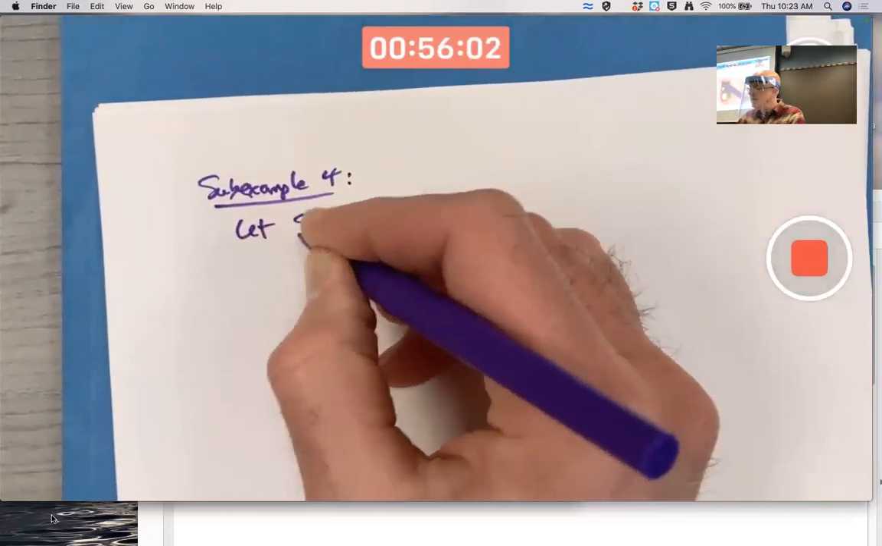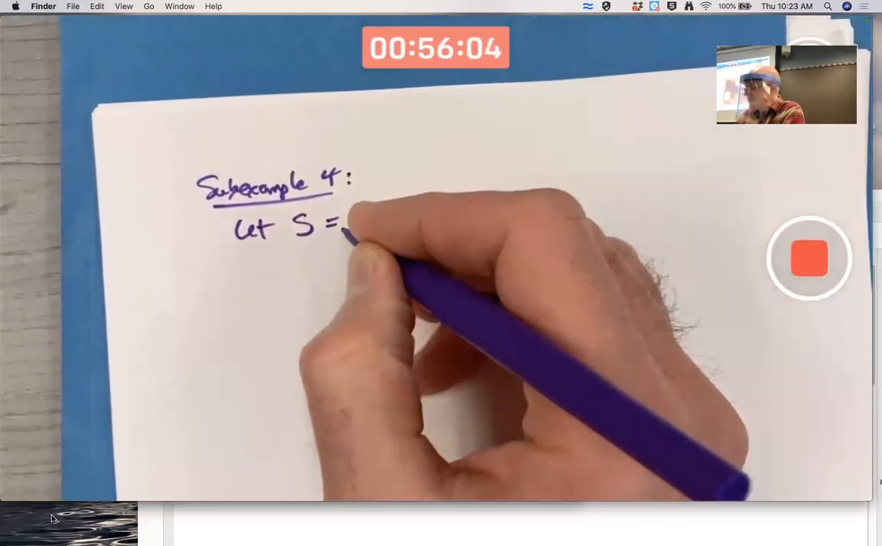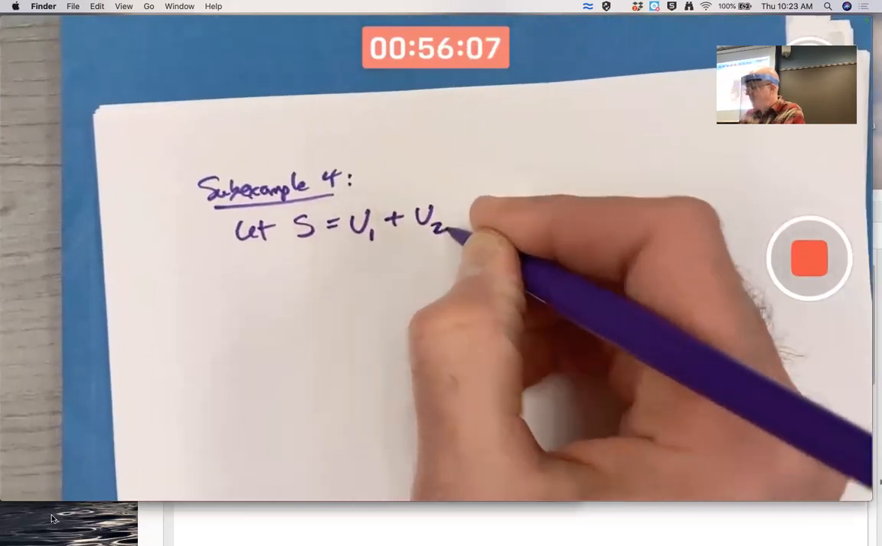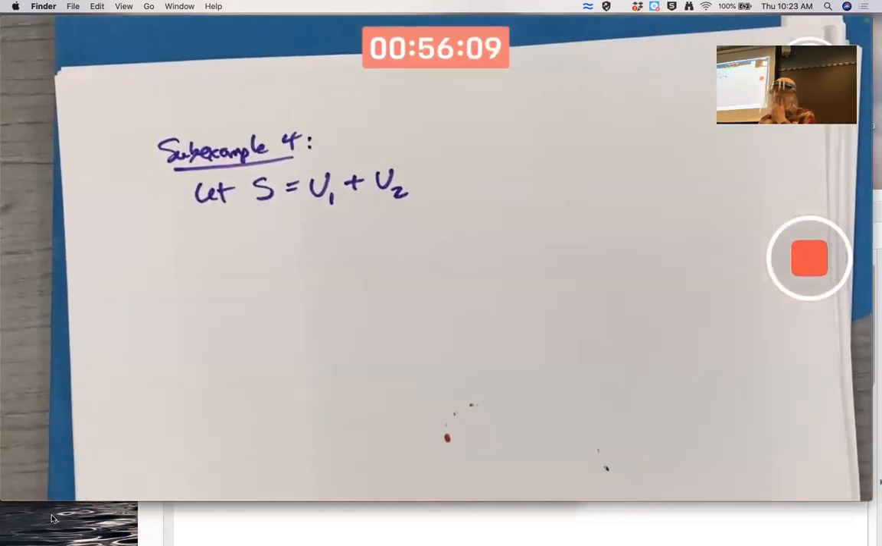Let S be the sum of U1 and U2. Add the random variables. In problem sets, we added random variables before. You might even remember we can find the moment generating functions when they're independent pretty easily. Remember that when you add two independent random variables, you multiply their moment generating functions. Remember that from problem sets, chapter 7.